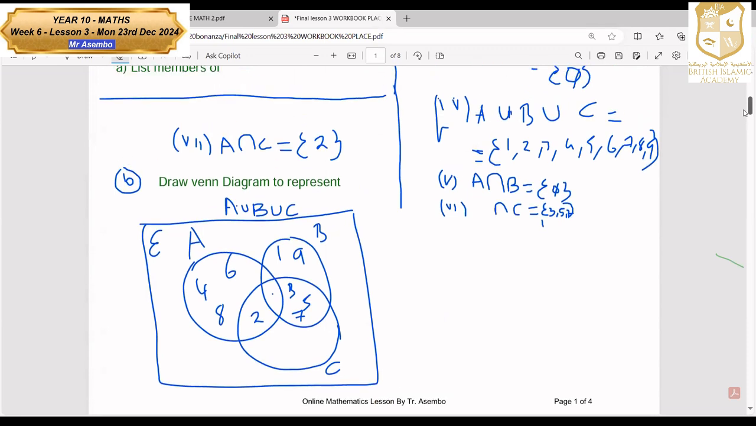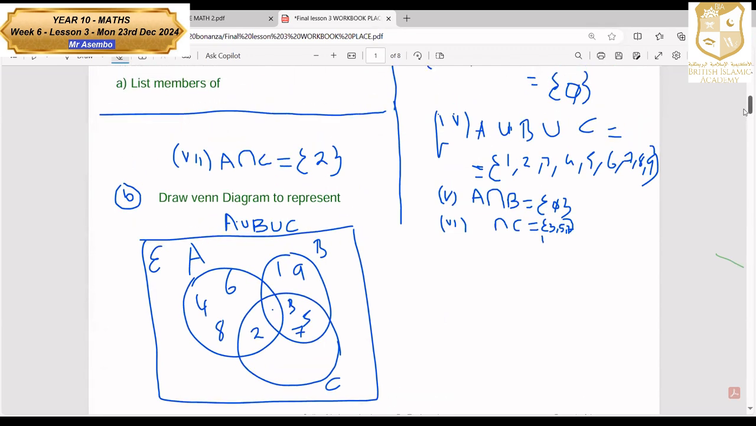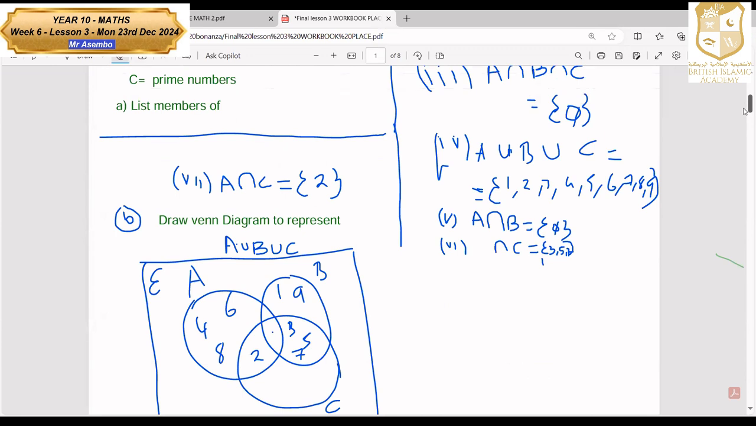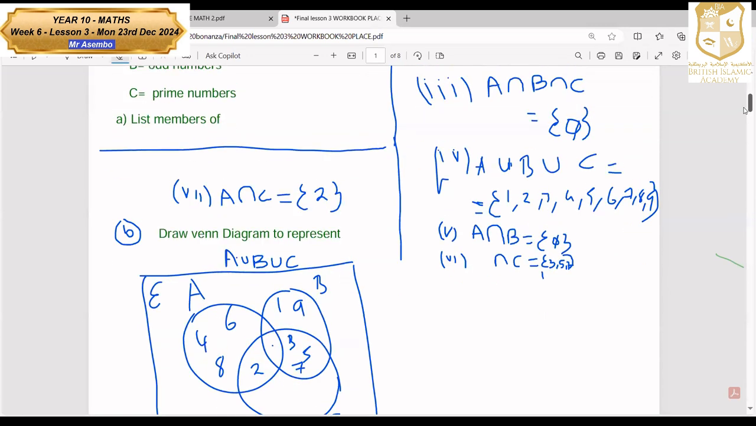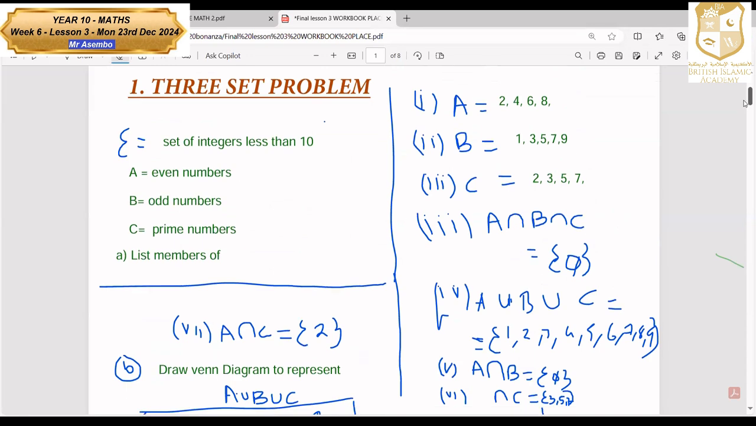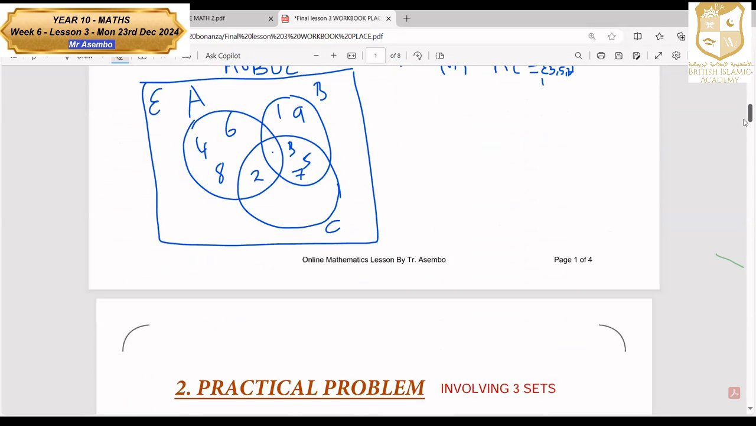Any question in presenting a Venn diagram for 3 sets? Anyone with a problem or a question on how we present 3 sets? Now remember, 2 sets, only 2 circles. 3 sets now become 3 circles when it comes to aggregate Venn diagrams.